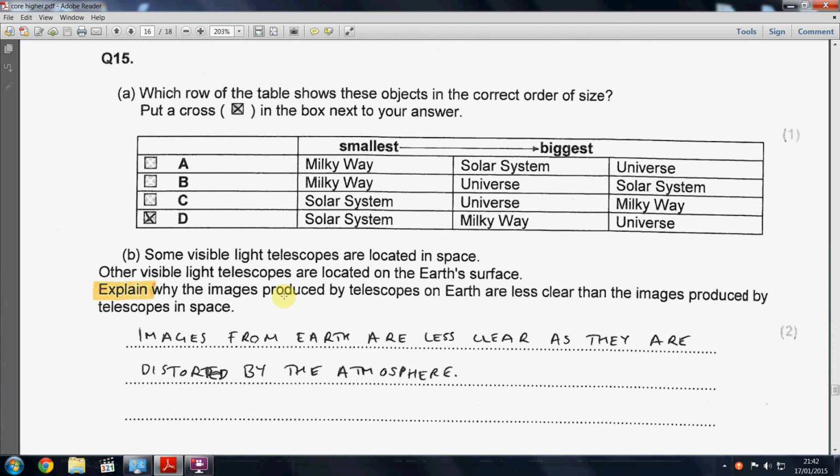So images from Earth are less clear because they are distorted by the atmosphere. And the 2 marks are for saying the atmosphere, so the telescope has to see through the atmosphere is what I'm implying here, and the atmosphere distorts the image, and that gets me 2 marks.